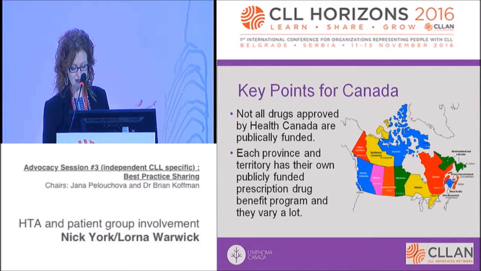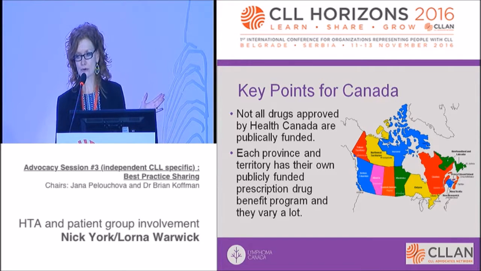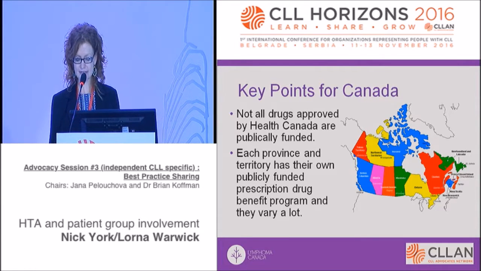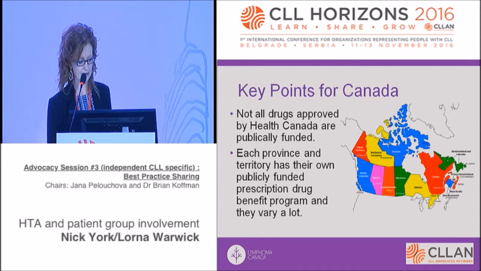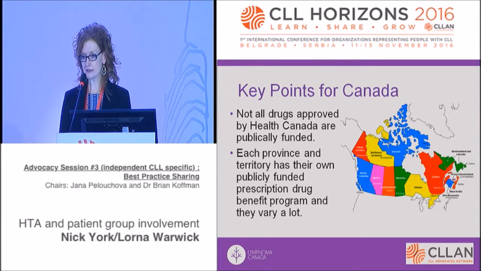So when I put the map up here just to show you from a Canadian perspective, you're looking at all these different provinces and the territories. They each decide by themselves what they want to provide on the formulary for free for people that live in Canada. It is not equally funded across the country. It does matter where you live.